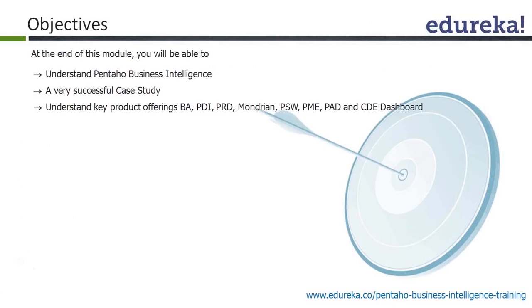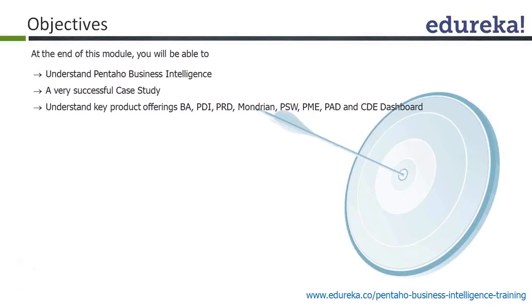Okay, the objective: understand the Pentaho BI stack. The first and foremost objective. One successful case study, so that you will be aware of the power of Pentaho, which is already implemented and running in production. Then understand key offerings from Pentaho. So the key offerings are, we have studied the BA server, then in the introduction I mentioned the BA server, then PDI, PRD.